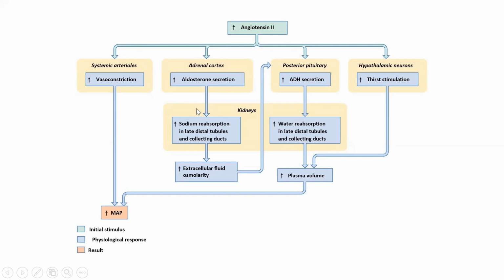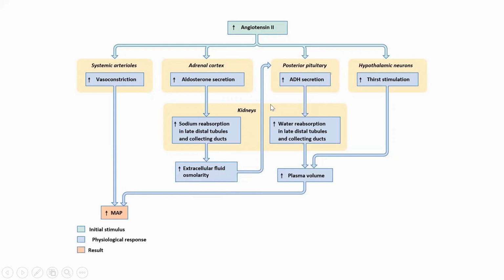That's going to insert more of these leak channels into the apical membrane of the principal cells of the distal tubule and the collecting duct. That is going to reabsorb more sodium. That will help to increase the extracellular fluid osmolarity, in other words, the saltiness, the sodium concentration of that extracellular fluid. And so that'll be the second thing that angiotensin 2 does.